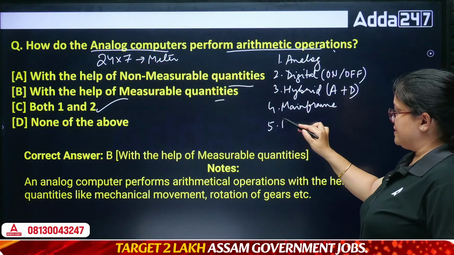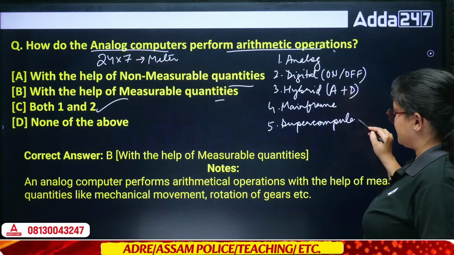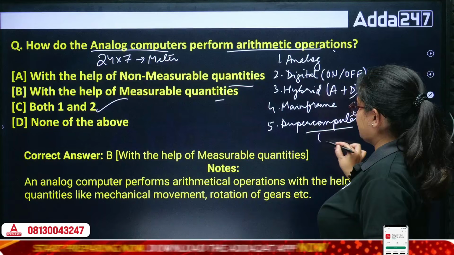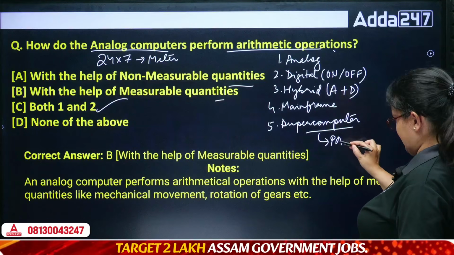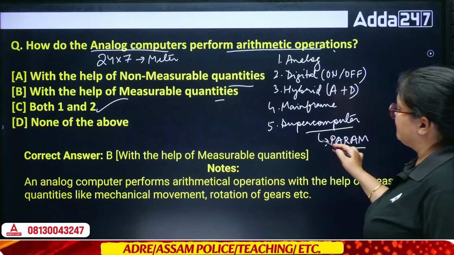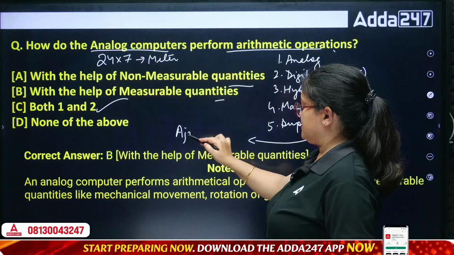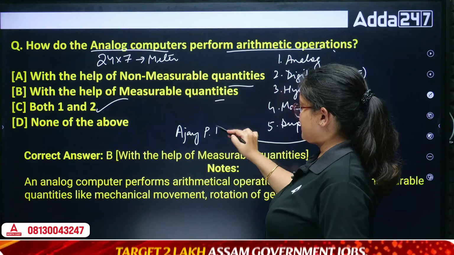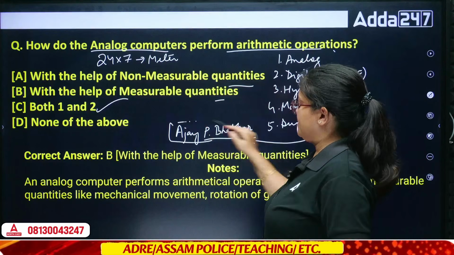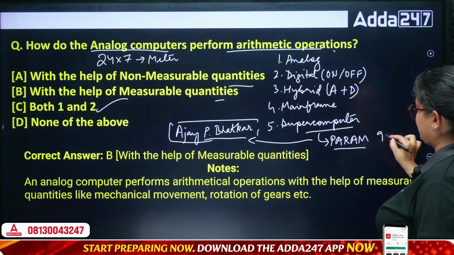Last is the supercomputer. Supercomputer is very important because in the exam the maximum questions come from here. Whenever we talk about supercomputers, in India it started with a series named the Param series, and the person who first developed the Param series supercomputer is known as Ajay P. Bhatkar. He is also known as the father of supercomputers in India because he first started the Param series, and the first one was Param 8000.